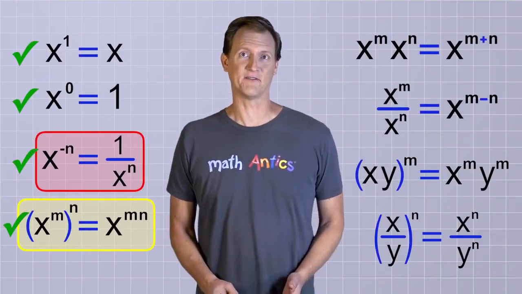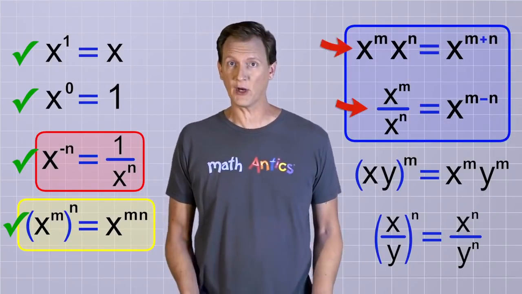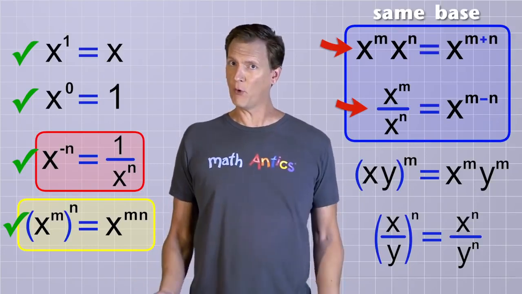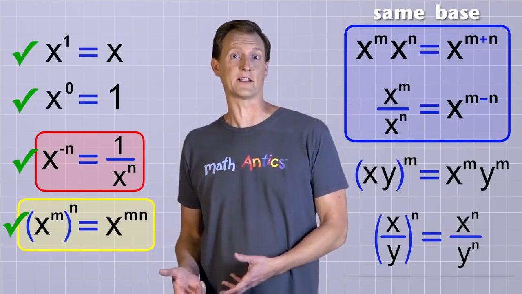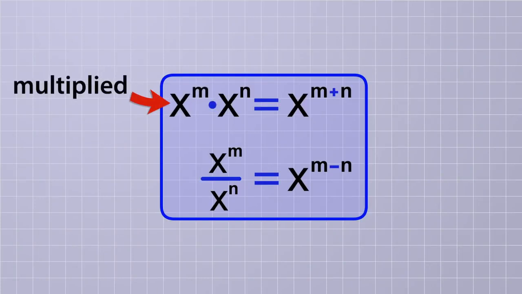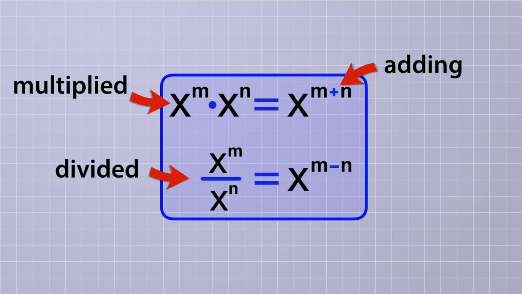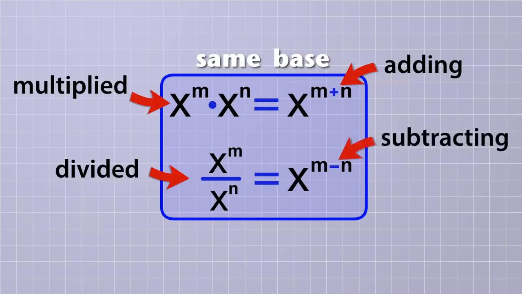Okay, we're halfway through our list of laws, and we're going to look at the next two as a set, because they tell us how we can multiply and divide expressions that have the same base. And that's important because we couldn't simplify them to have a single exponent if the bases were different. The first law says that if we have the base x with exponent m being multiplied by the same base x with exponent n, we can combine them simply by adding the exponents together. And the second law says if we have the base x with exponent m being divided by the same base x with exponent n, we can combine them simply by subtracting the exponents.